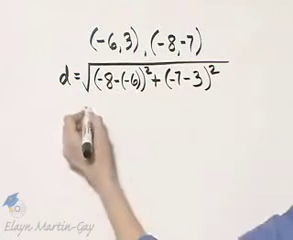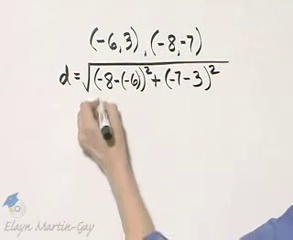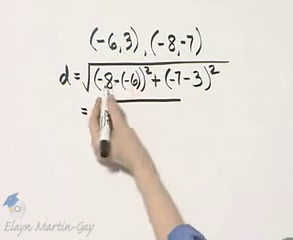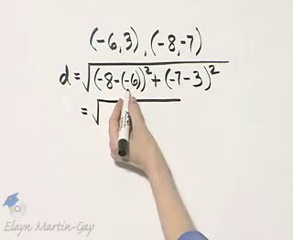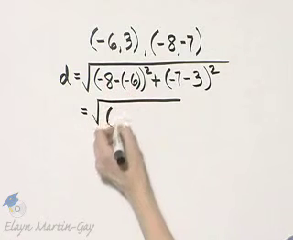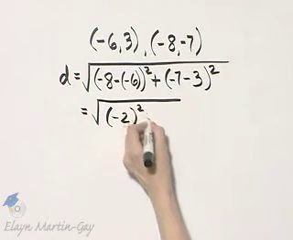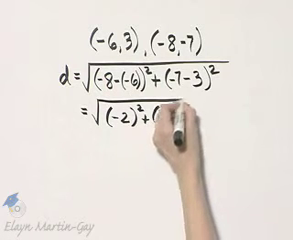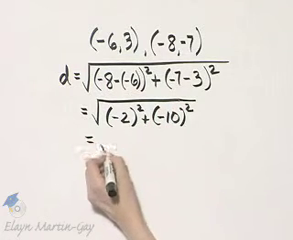quantity squared. And now let's simplify. That's the square root of, this is negative 8 plus 6, and negative 8 plus 6 is negative 2. Negative 2 squared plus, that's negative 10 squared. And we just continue to simplify.